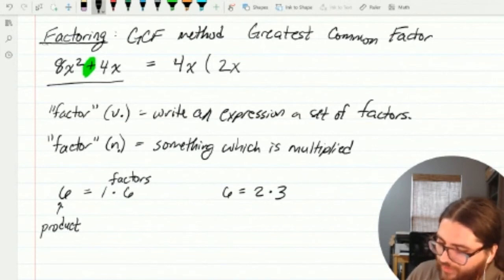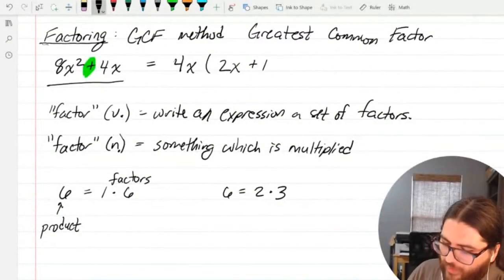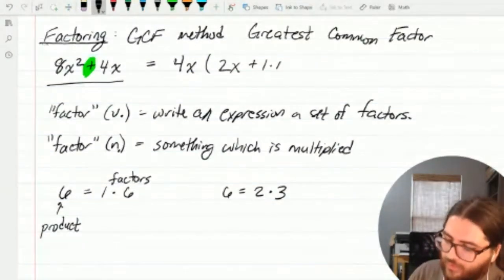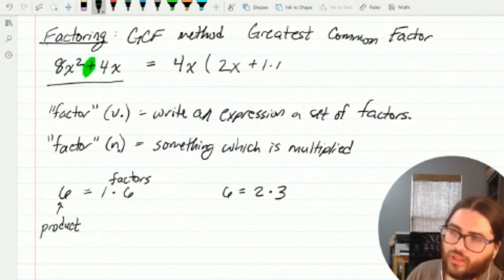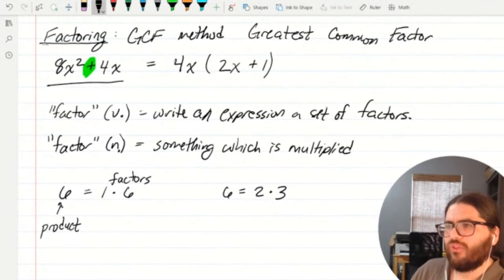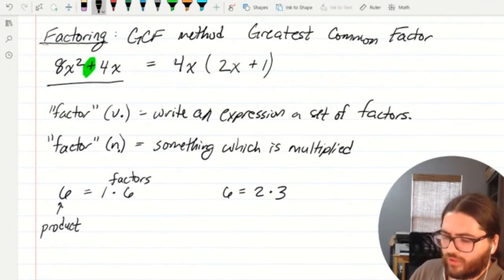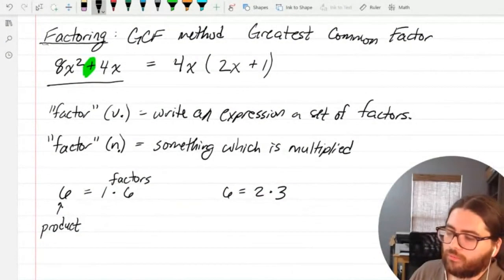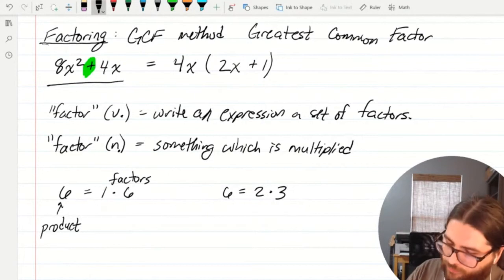Let's see, the second term is a little bit more challenging. So 4 times what is equal to 4? Well, that's 1. And x times what is equal to x? X times 1 is equal to x. I don't like seeing 1 times 1. I'm just going to write 1. Close the parentheses. Interesting, interesting. Notice how something which was 2 terms is now something with 1 term times something with 2 terms.